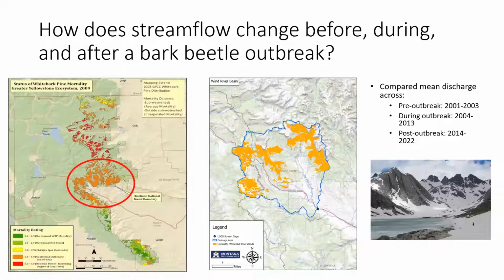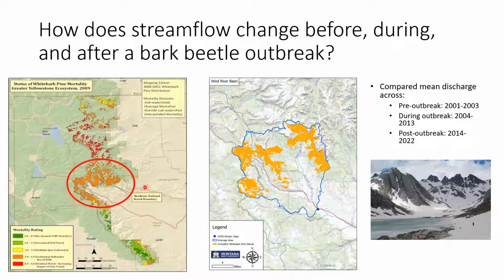After looking at how different whitebark pine stand characteristics affect snow accumulation, I was also interested in seeing how whitebark pine mortality affects streamflow. In 2009, the Greater Yellowstone Coordinating Committee created these maps to show the extent of the mountain pine beetle outbreak throughout the GYE.